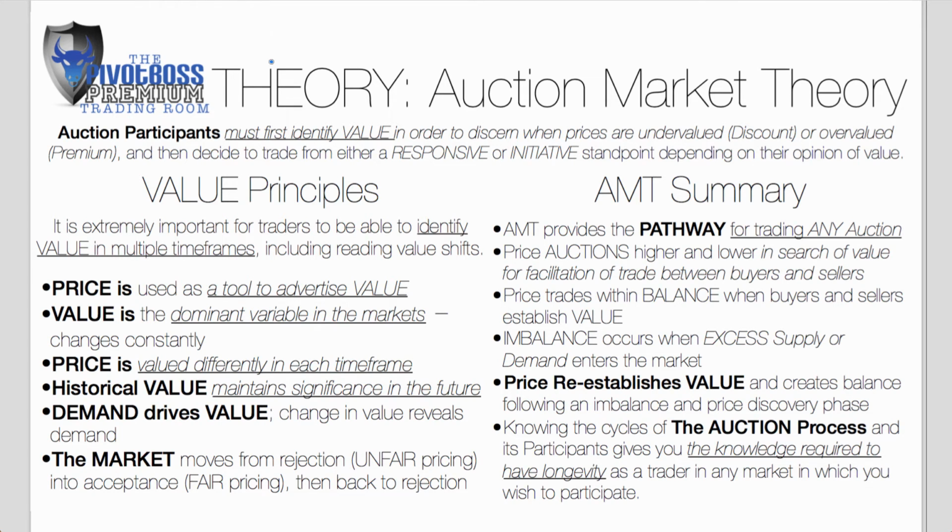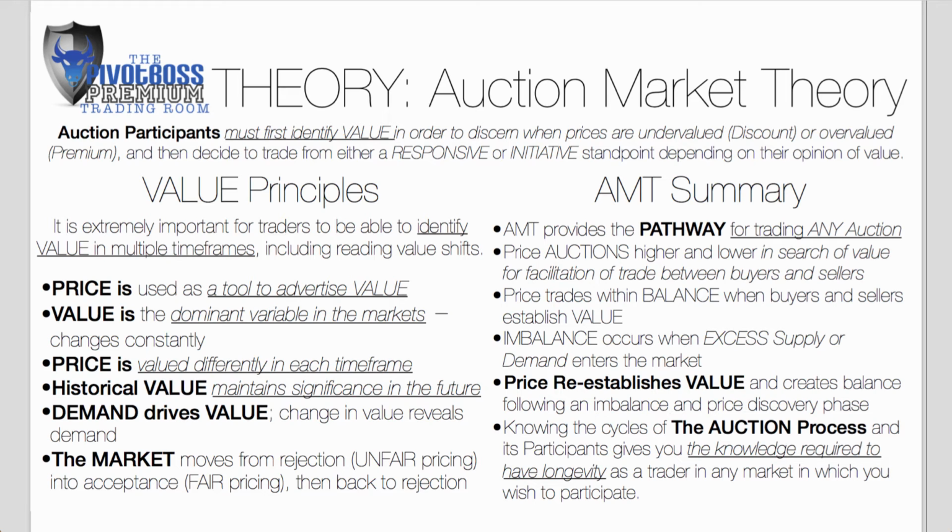And this is just the very end here. Basically, the auction participants must first identify value in order to discern when prices are undervalued or overvalued at a discount or premium, and then decide to trade from either a responsive or initiative standpoint depending on their opinion of value. So basically what we've talked about, we brought it full circle with this slide.